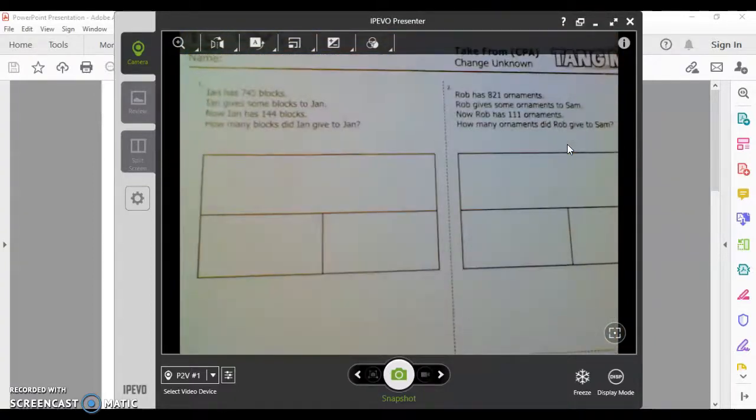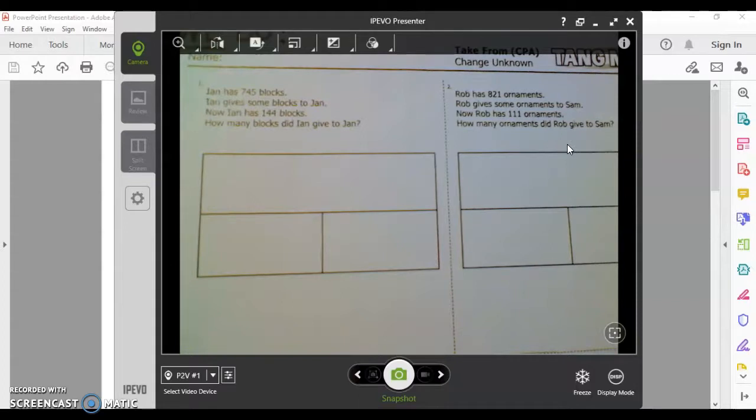The first thing we're going to do is read the problem. So first I'm going to read the entire problem all the way through. It says Ian has 745 blocks. Ian gives some blocks to Jan. Now Jan has 44 blocks. How many blocks did Ian give to Jan?